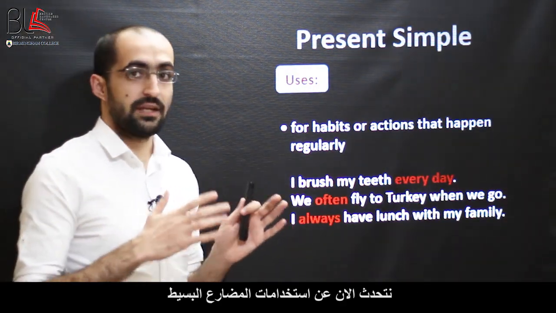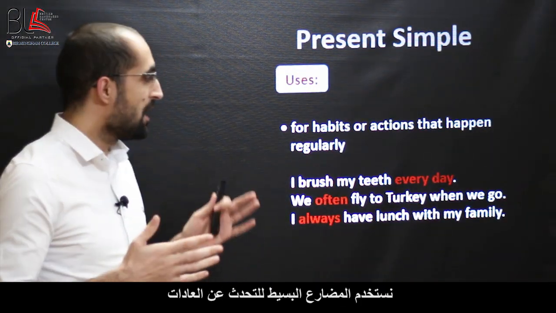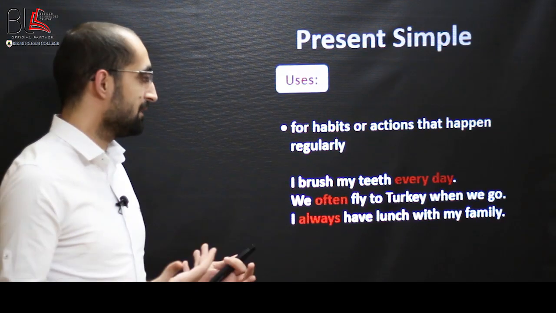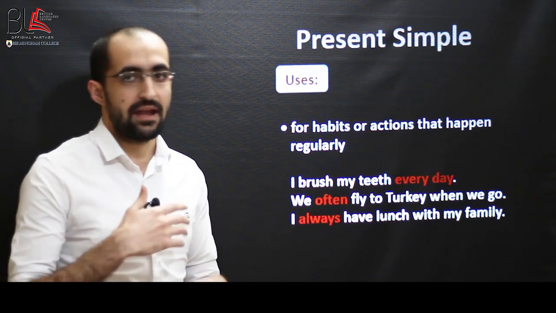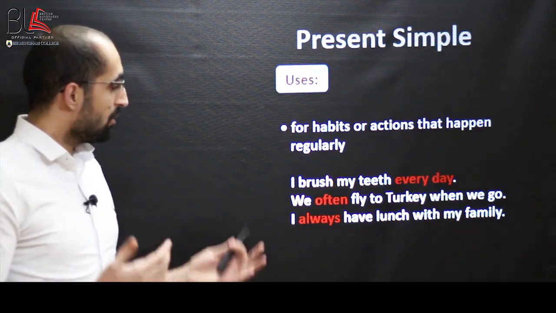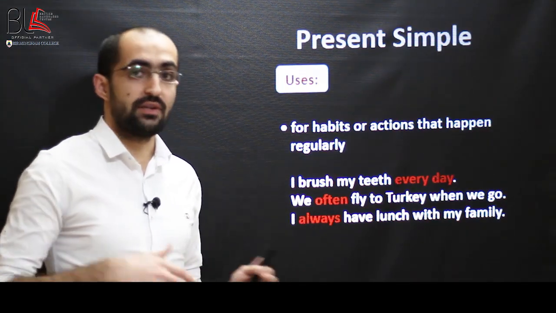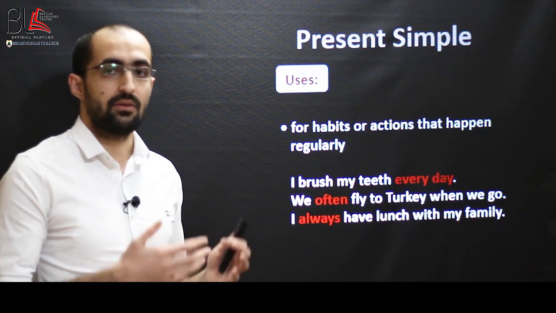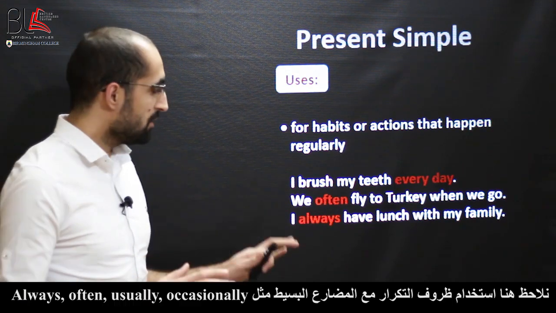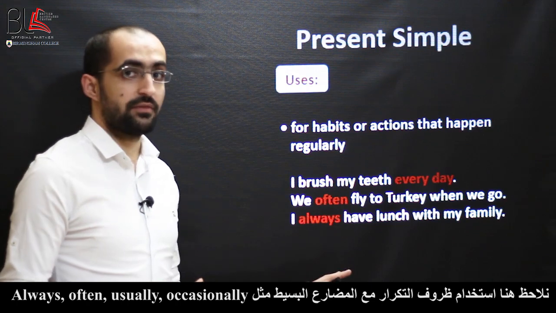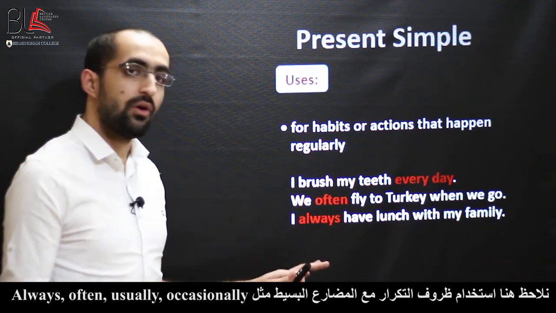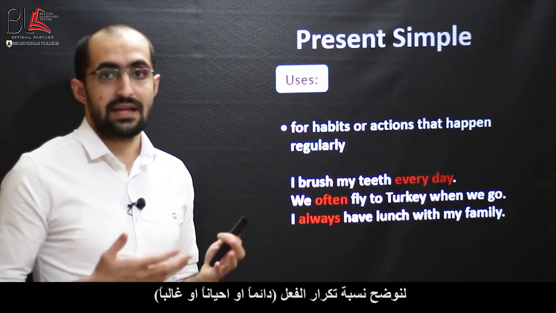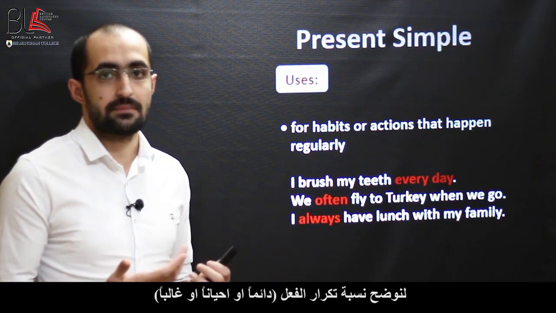And now we come to the uses. We use the present simple for habits or actions that happen regularly or repeatedly. So for example, I brush my teeth every day. We often fly to Turkey when we go. I always have lunch with my family or have dinner with my family. So what you notice here is that we use adverbs of frequency, just like often, always, usually, occasionally, and so on, just to show how often an action takes place.